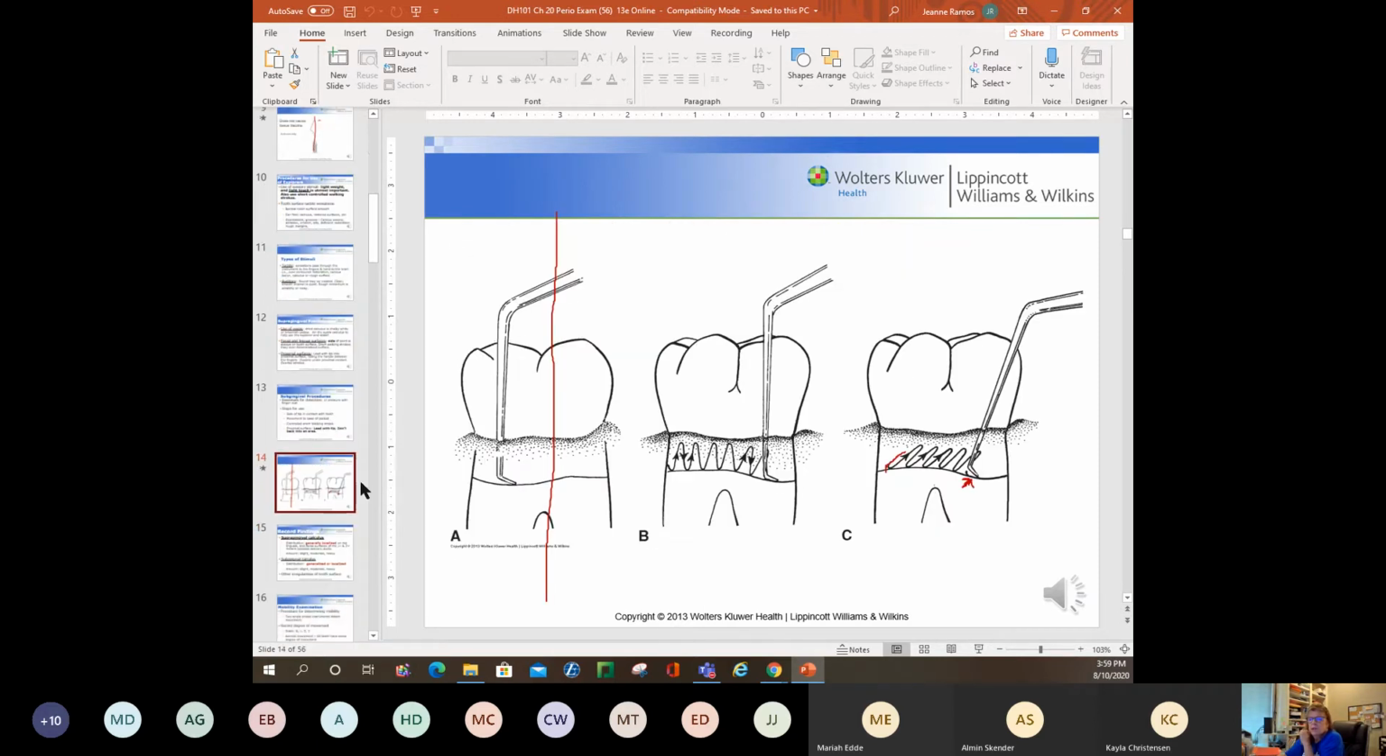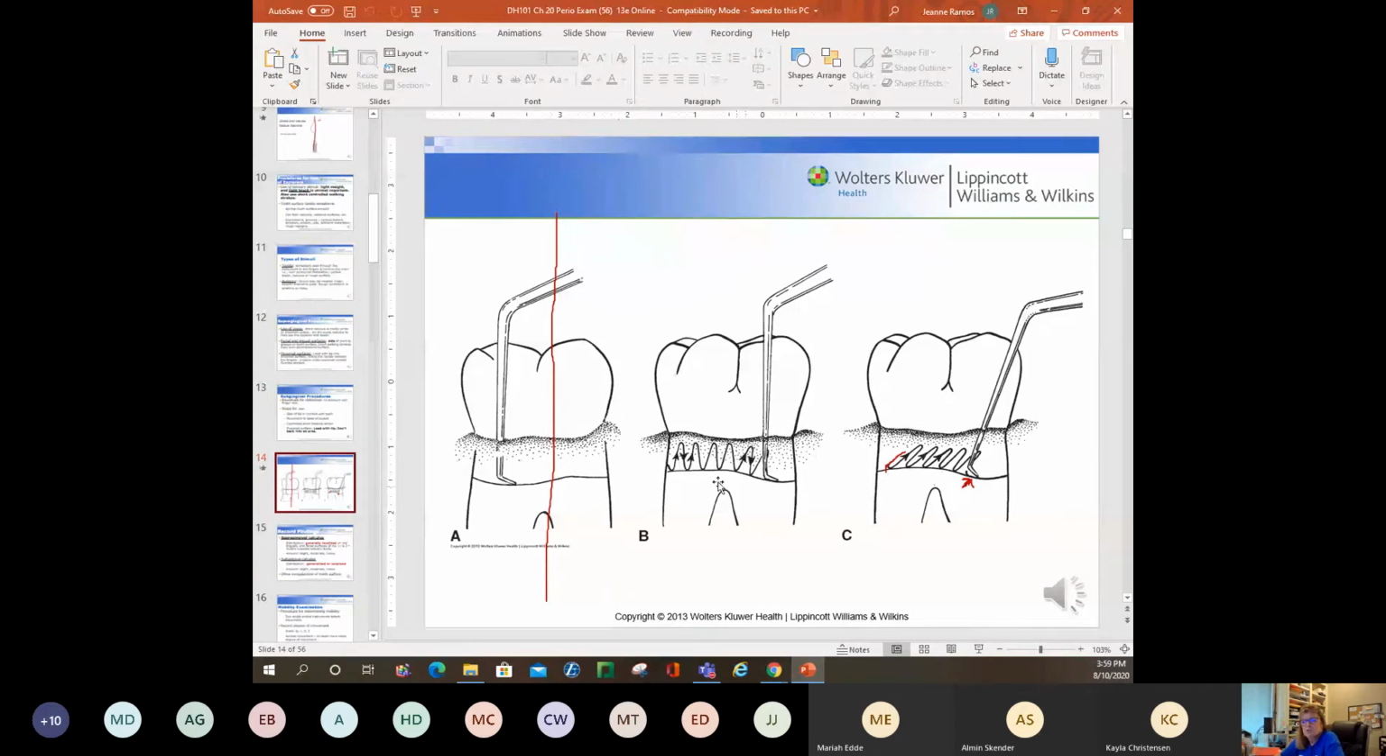So in your book, I drew this red line when I was recording this because I want you to see that this is the terminal shank of this particular instrument. And so that is the part that needs to be parallel with the long axis of the tooth. This should stay as you go all the way around the tooth and even into the interproximal.